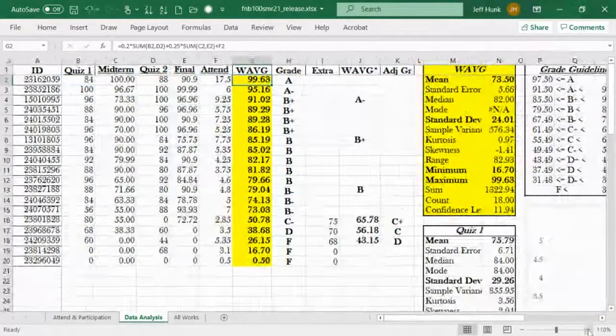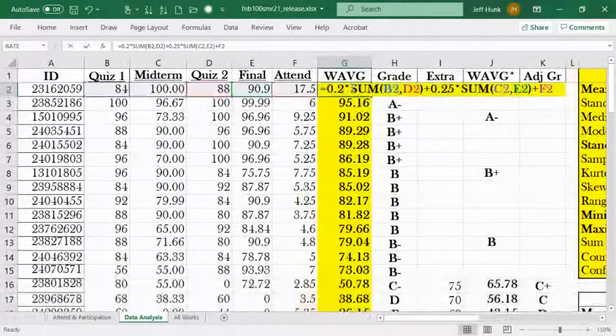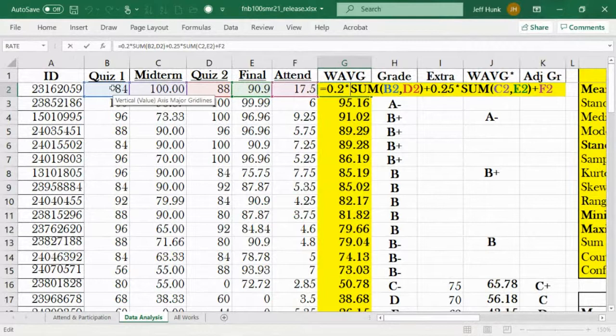Let me blow it up a little, since this may seem too small. Look at the weighted average calculation. This is 20% of B2, quiz one, and 20% of D2, which is quiz two. They got 20% weight, and then 25% weight for C2, which is the midterm, and E2, which is the final, and then this.